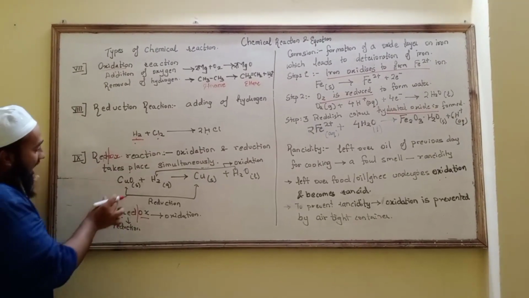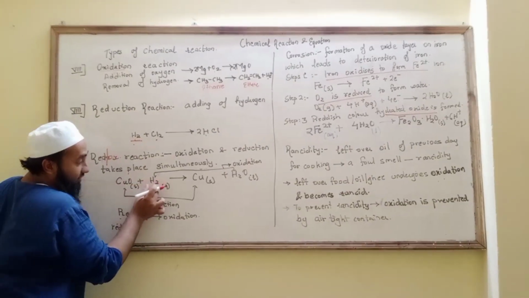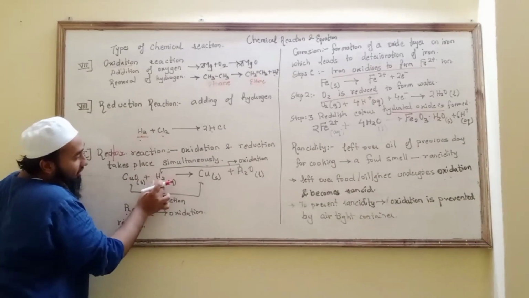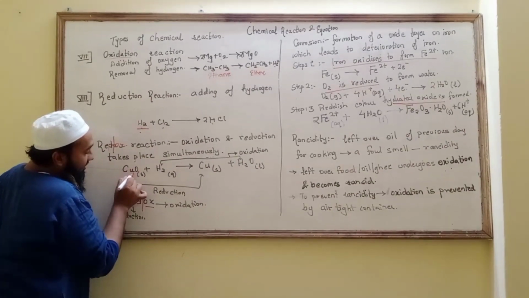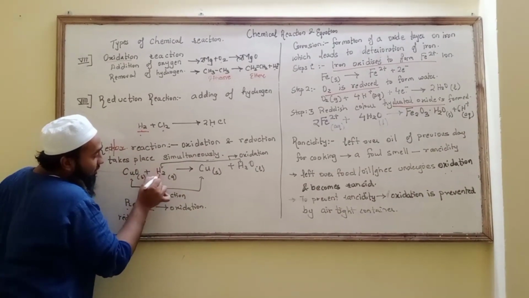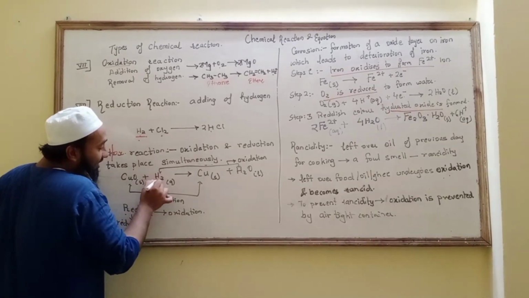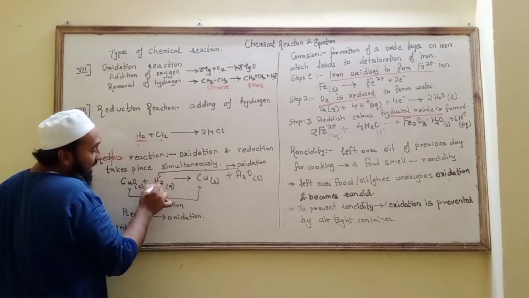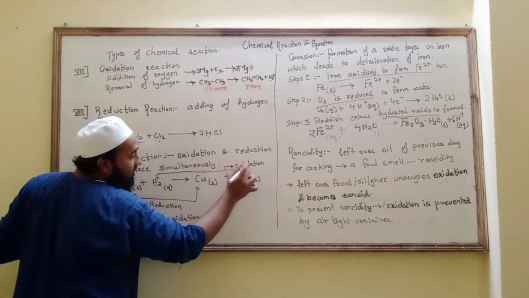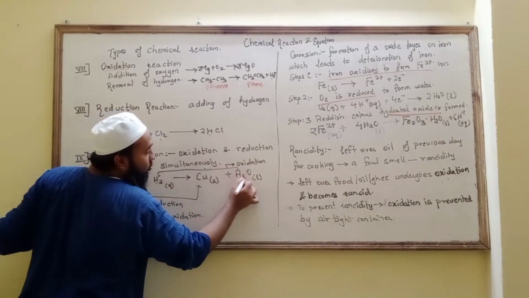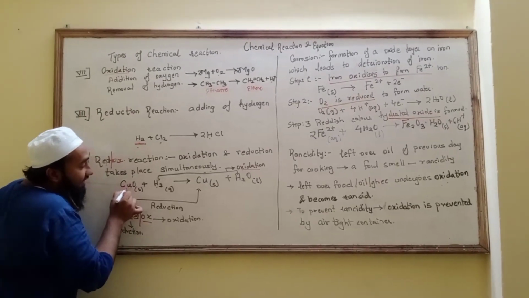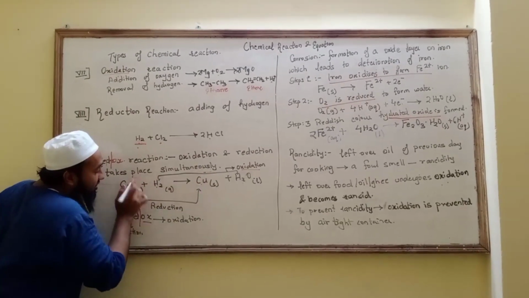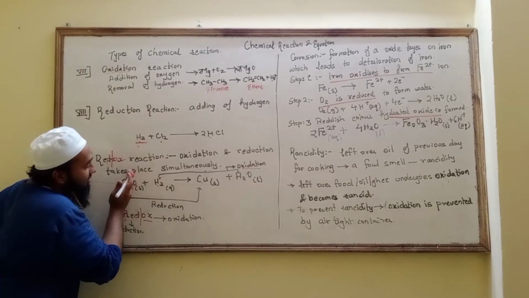For example, you have copper oxide plus hydrogen, which gives copper plus water. Here, oxygen is getting added to hydrogen to form water. So H2 becomes H2O. This is oxidation. And over here copper oxide becomes copper. Oxygen is removed.